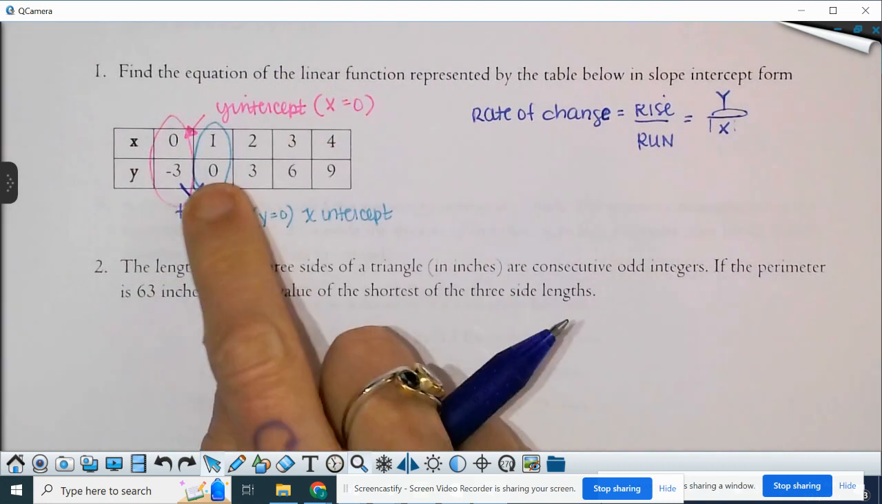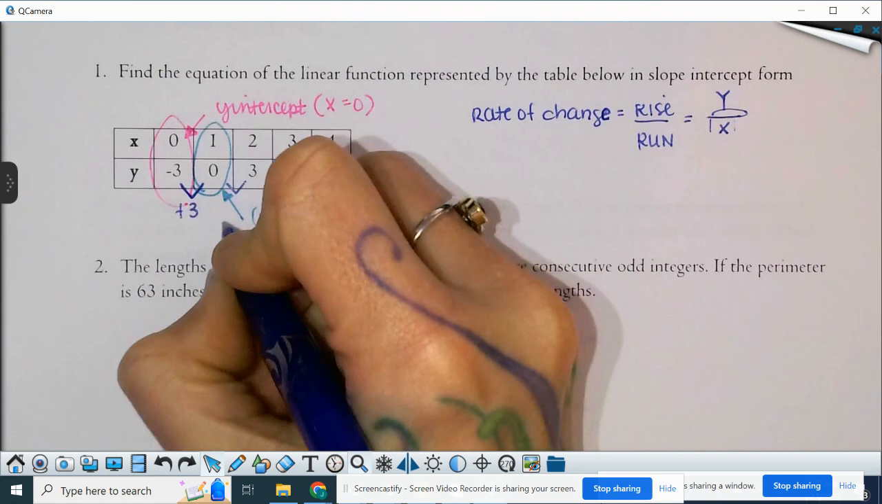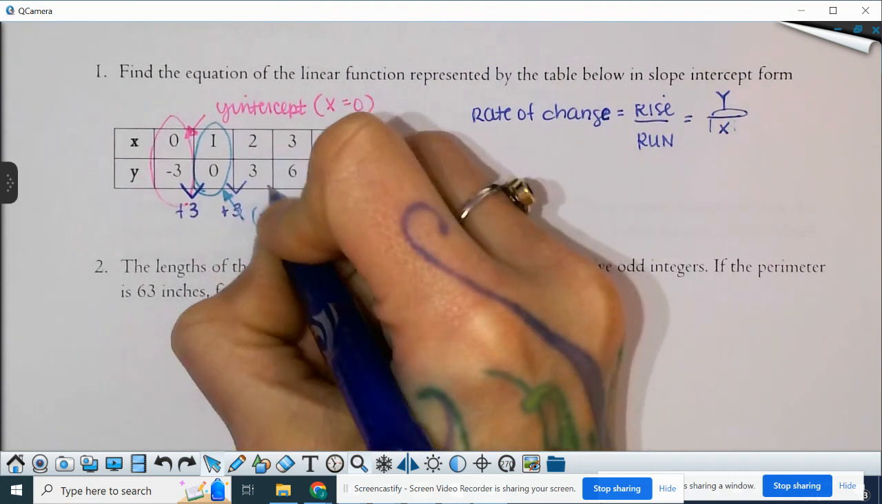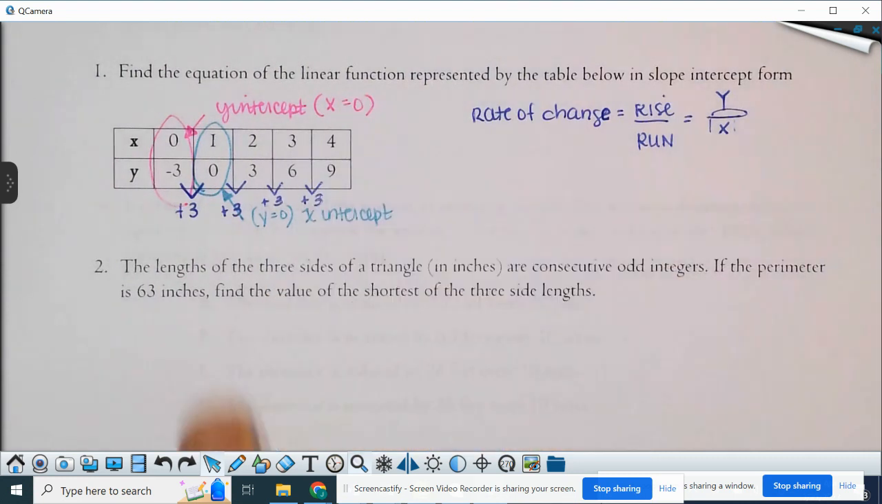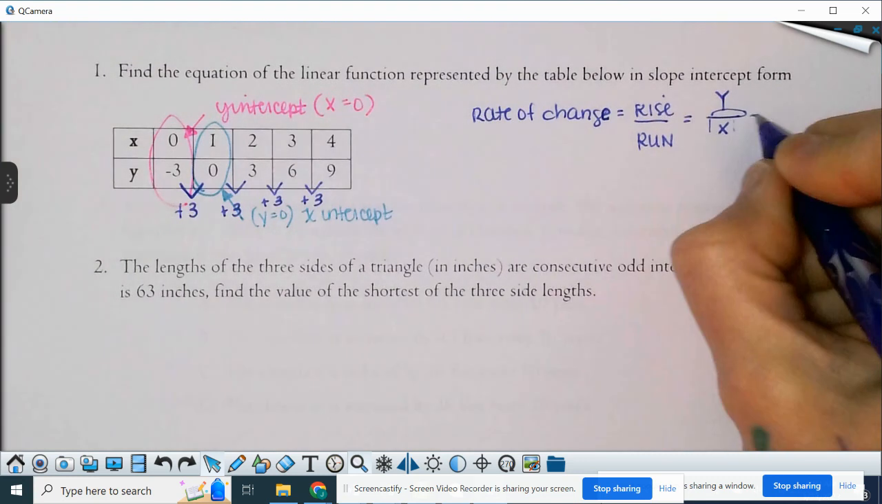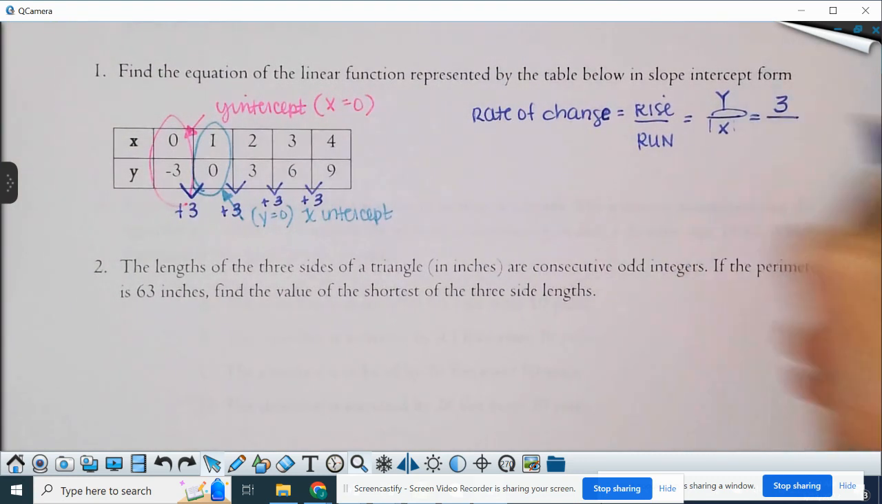And then 0 to 3, again, we added 3. 3 to 6 is add 3. 6 to 9 is add 3. So the consistent pattern in our table is add 3 on the y side. So when I'm looking at my y over x, we know that's going to be a +3. Then you want to always check your x. Ideally, best world, it's 0, 1, 2, 3, 4, which is just add 1, add 1, add 1, which means it's 3 over 1.